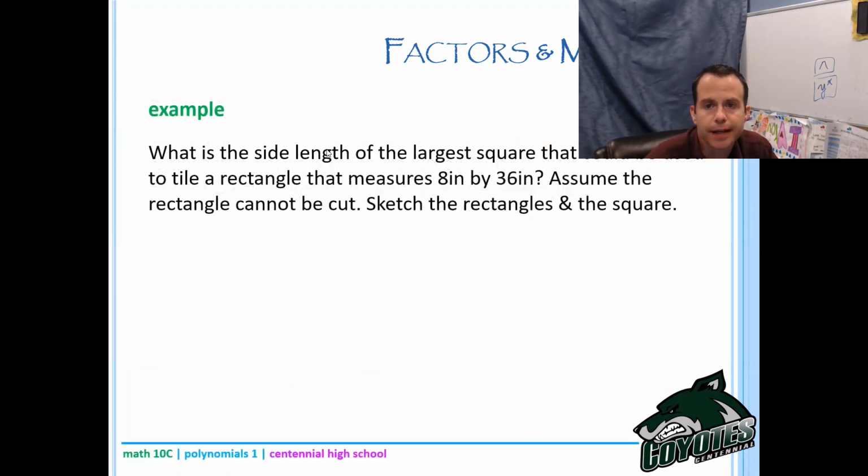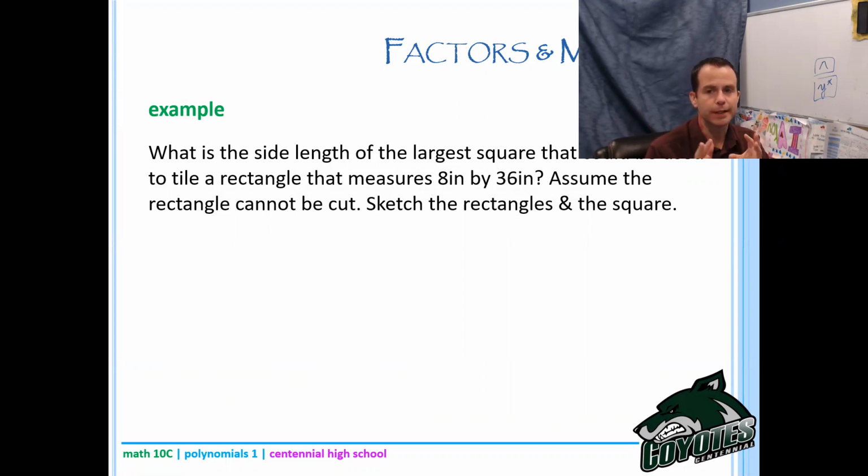Awesome. Okay, then the next one: what is the side length of the largest square that could be used to tile a rectangle that measures 8 inches by 36 inches? Now, some of you may say, hey, that's the same question. No, you've got to be careful with this. Now I'm using the square to tile a rectangle. In the previous example, I was using a rectangle to tile a square. So now the rectangle measures 8 inches by 36 inches, and I want the biggest square possible.